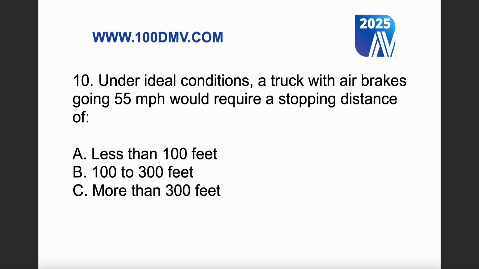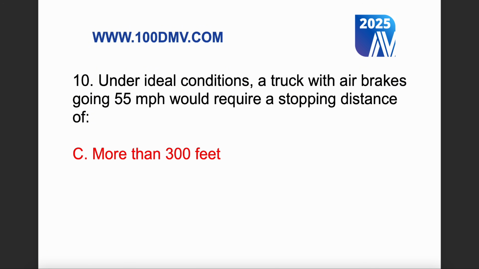10. Under ideal conditions, a truck with air brakes going 55 miles per hour would require a stopping distance of: A. Less than 100 feet. B. 100 to 300 feet. C. More than 300 feet. Correct answer: C. More than 300 feet.